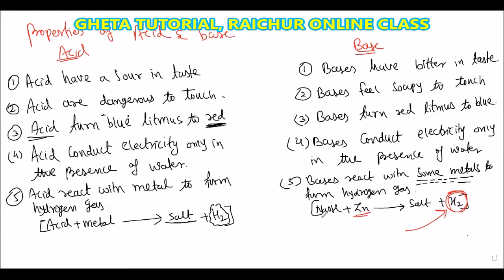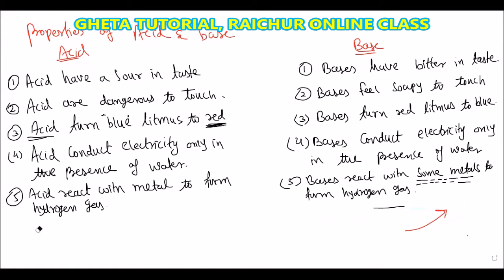Zinc. And which is the base? Sodium hydroxide. Sodium hydroxide, you know, sodium hydroxide is what? Strong base. Sodium hydroxide is a strong base. So bases react with only some metals like zinc, and they will form hydrogen gas. Hydrogen gas.